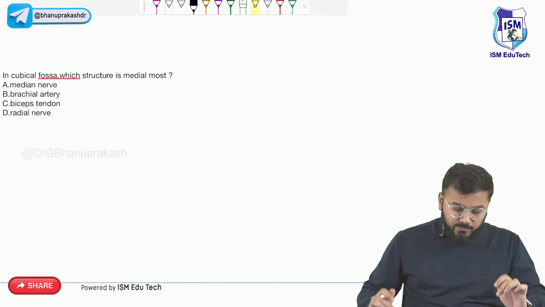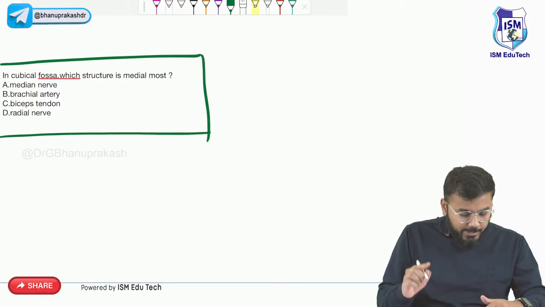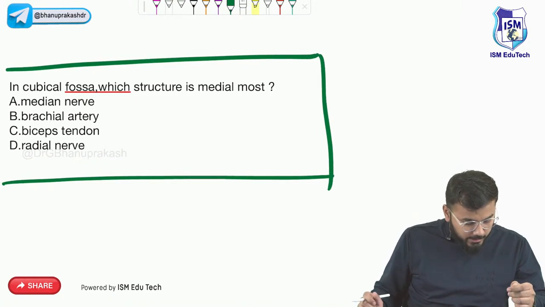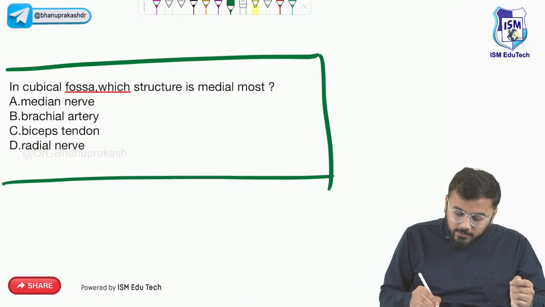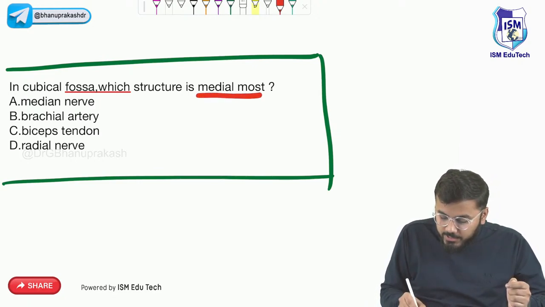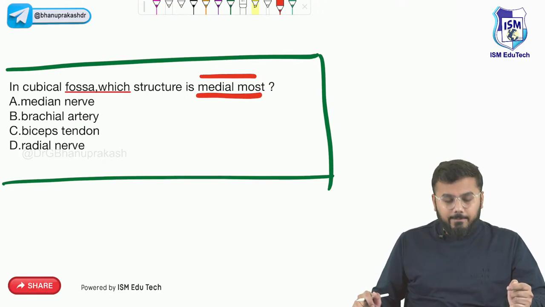The next one is a question that was previously asked. What is the question here? In the cubital fossa, which structure is medial most? This was a previous year question. Which is the structure that is most medially located? What is the structure? Anyone?